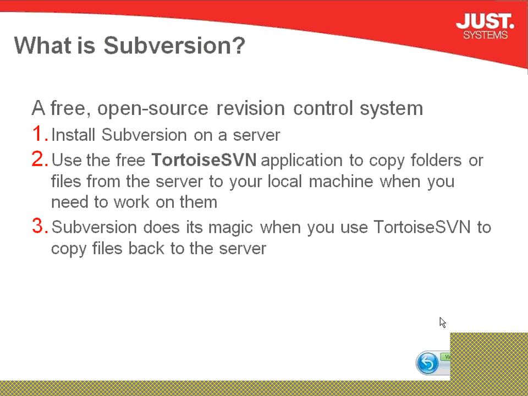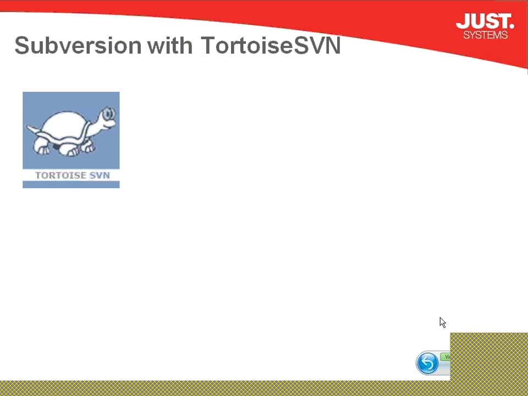And what happens is that you use this TortoiseSVN application to copy folders or files from the server to your local machine. You only copy the folders or files that you need to work on. And all the handling of edit conflicts and versioning is done when you use this TortoiseSVN application again to copy files back to the server. Okay? So you're always working with your local machine when you're working on documents, but it's the copying back and forth that is handled by some pretty cool technology.